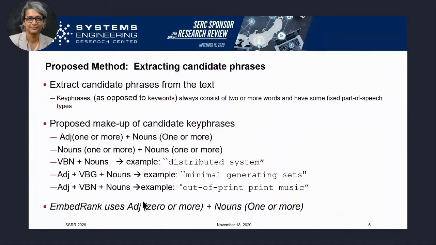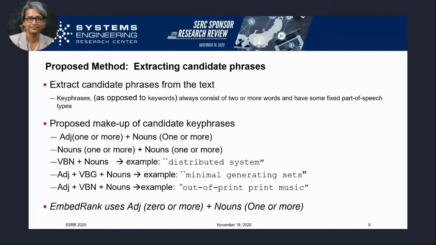Next slide, please. So what is our new way of extracting key phrases? Well, for our work here we define a key phrase as something that contains 2 or more words. And how do we define those? It's usually 1 or more adjectives plus a noun, then a noun followed by a noun, one or more. Then a verb followed by a noun. Example, distributed system.